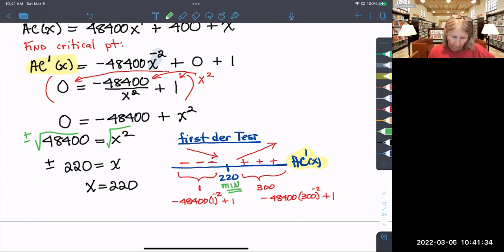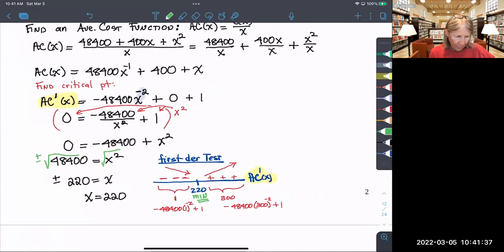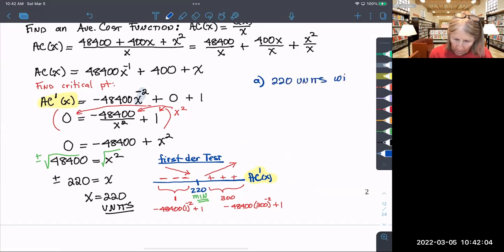Okay, let's go back here and let's see what the questions were so I know that I answer them. So one question was, find the production level that will minimize your average cost. So that's the 220, right? Because the 220 is the units, and that's the production level. Then it says, well, what is the minimum average cost? So that I have to do a little bit more work for. Okay, so let's put our answer. So the answer for part A is that 220 units will minimize the average cost.